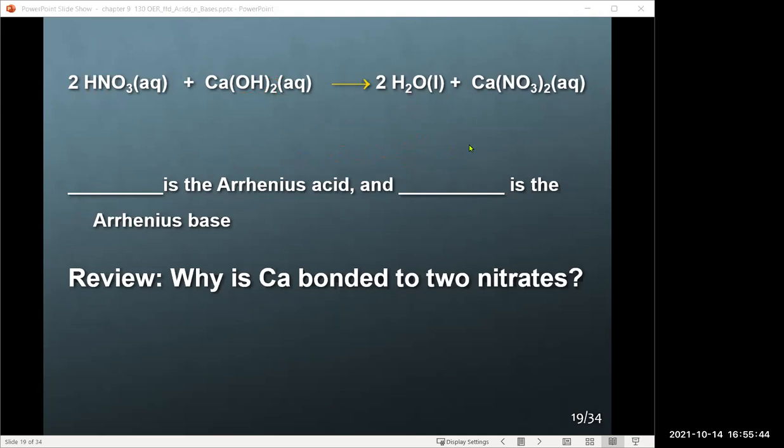So here they ask you, which one of these is the Arrhenius acid? And I already identified what the acid was. And then the base, they're talking about the Arrhenius base because now we're dealing with hydroxide. If there was no hydroxide up there, it would not be an Arrhenius base. It would be a Brønsted-Lowry base, but not an Arrhenius base.